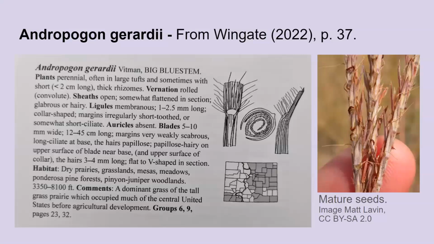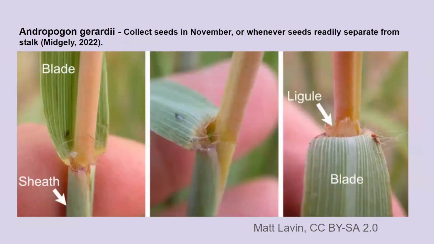This is a great resource. Jan Wingate just published a new guide that is the vegetative keys of grasses. So you can look at the vernation, which is this cross section, and the ligule and the sheath and all of that for ID if you don't have the spikelets.